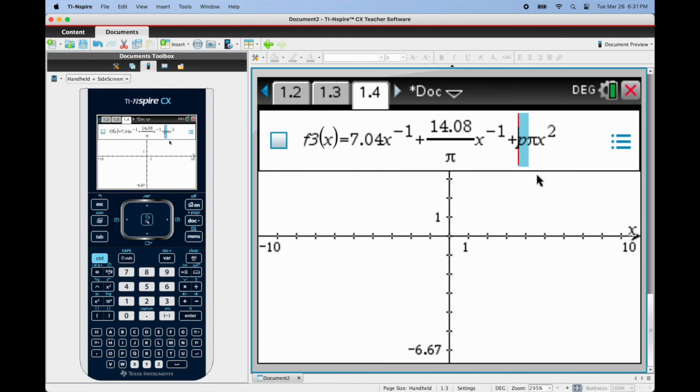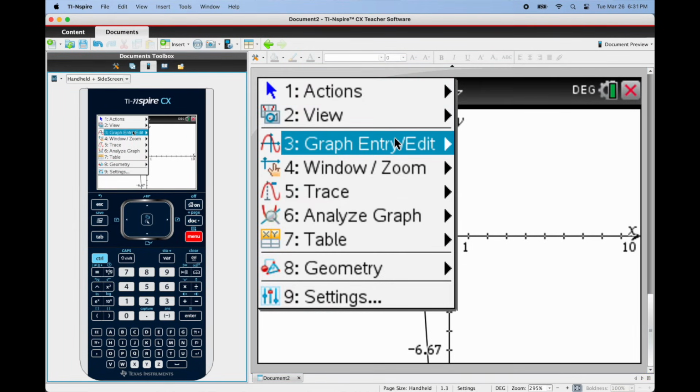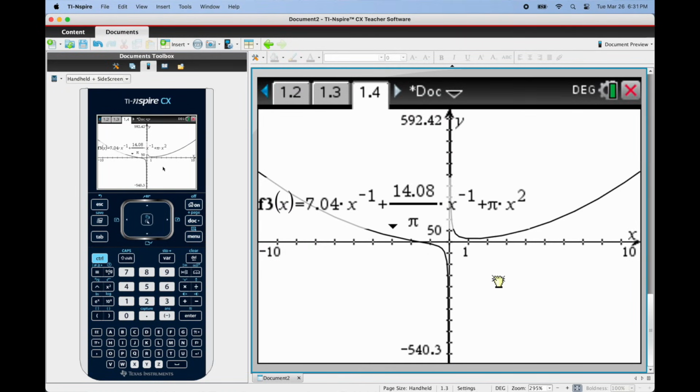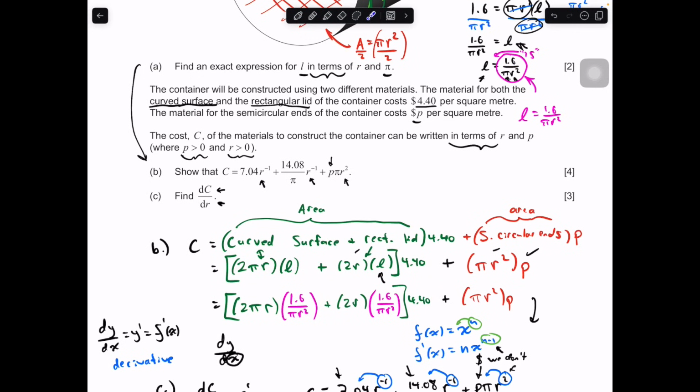We can get an idea of what this cost function might look like if the price were equal to $1, and so on. And then we could put in $2 and $3 and $4 and so on for different values of p, but this isn't going to be a way to solve it. We have too many variables. We don't know p. We can't substitute it.